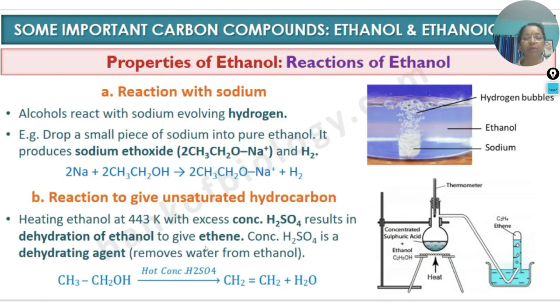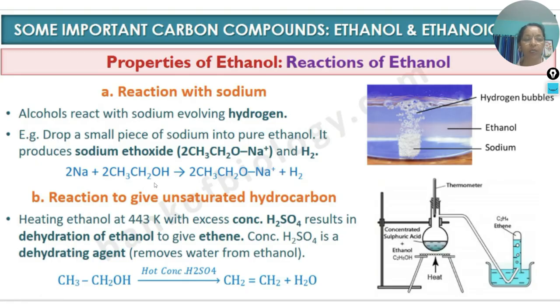Now, the chemical properties of ethanol. First, we have to study only two reactions. Number one is the reaction with sodium. What to do is take alcohol in a container and drop a piece of sodium into it. We can see that bubbles are coming out. Why is it so? This reaction explains.